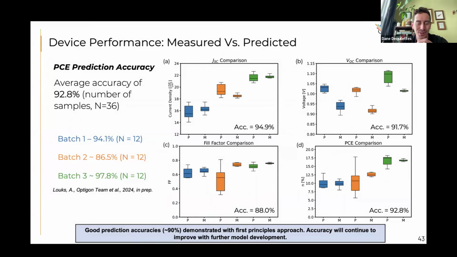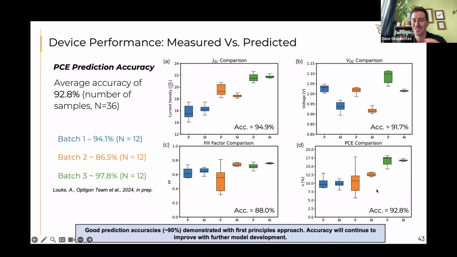This is showing the results. We have a plot of current density, voltage, fill factor, and power conversion efficiency. The P is predicted by us, Optagon. M is measured at NREL, the full complete devices on the sister samples. And you can see, based on the measurements and the analysis, that we're getting pretty good predictions for what was actually achieved in the devices. I think one exciting thing is that we're able to differentiate what's going to be a 10% device versus what's going to be a 17% device, and somewhere in between.